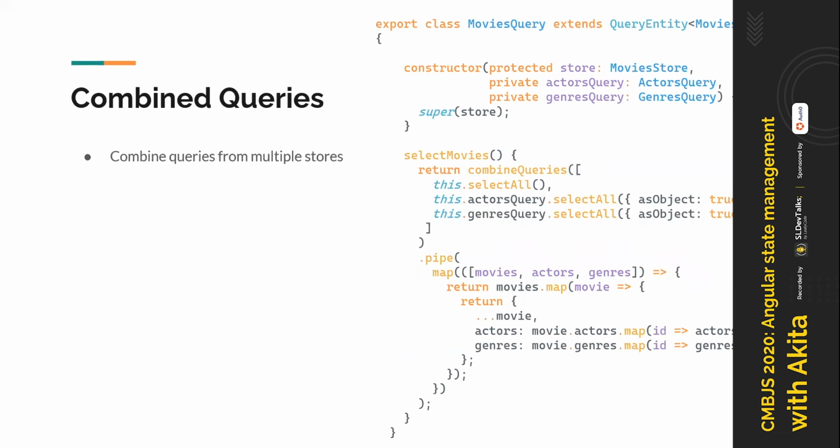And what we can also do, so imagine that you have separate stores. You have an actors store and a genres store. You can combine those store queries into a single operation. So for example, here I'm passing actors and genres queries here. And after selecting all, I can map those two to create a single object. So you don't have to write separate methods to do all these things. You can just do it using a single method.